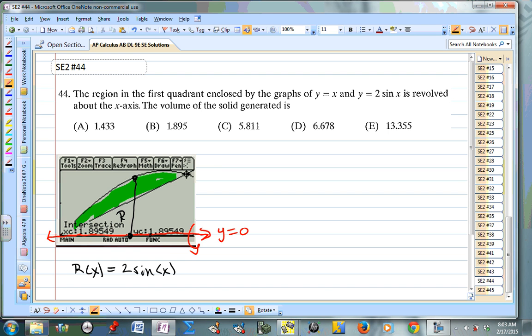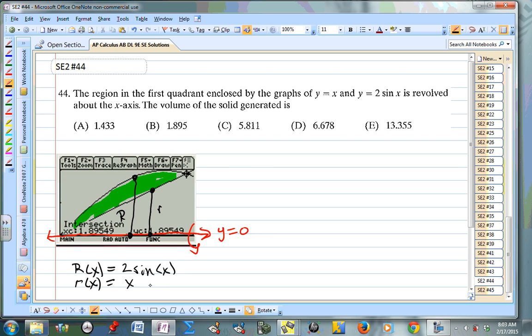Then the little radius can be found by drawing a segment from the axis of revolution to the near end of the shaded region. And our little radius is going to be the linear graph x on top minus what's on bottom of the radius segment, which is 0. And again, we won't leave minus 0 in our answer.